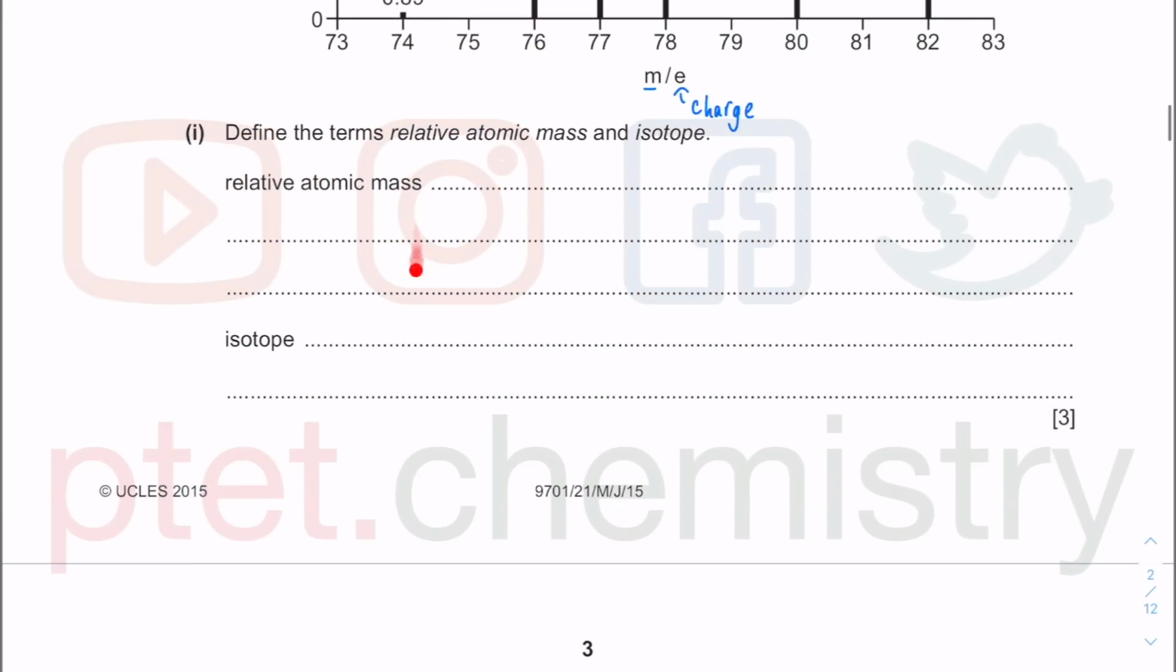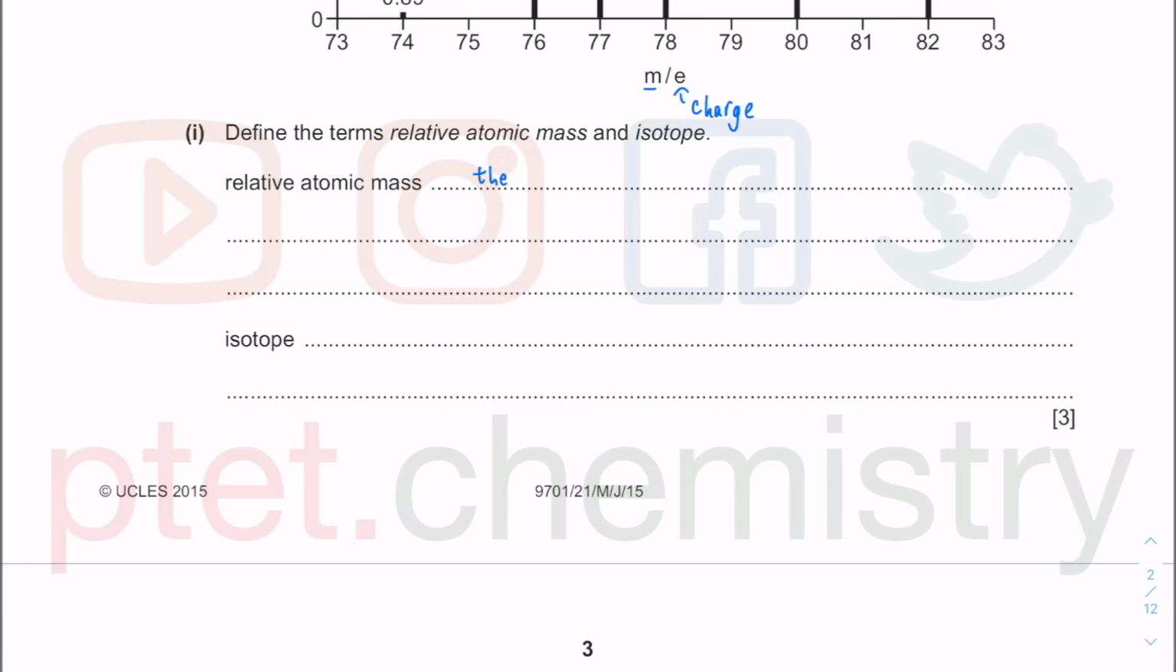As expected, they do want you to define this particular term. For 3 marks, there are more lines for the relative atomic mass than the isotope. I would think the distribution of marks is supposed to be like 2 and 1. Cambridge doesn't give out half marks, so you either get a whole number or less than a whole number kind of marks. These are all stated in the syllabus as well.